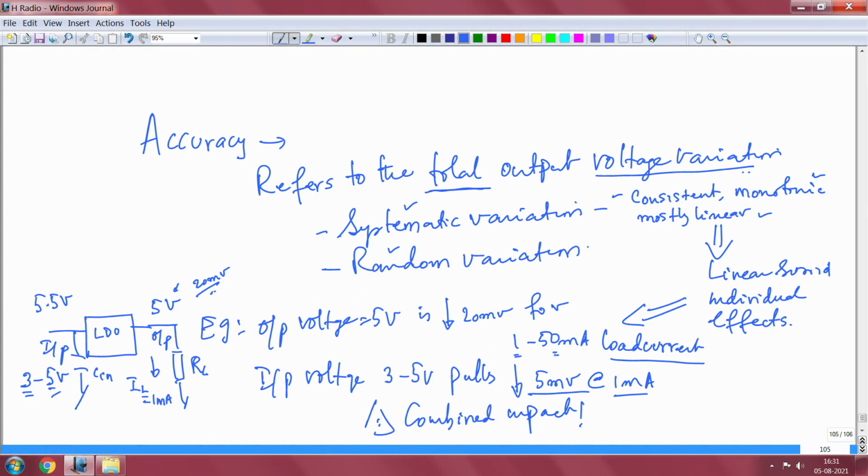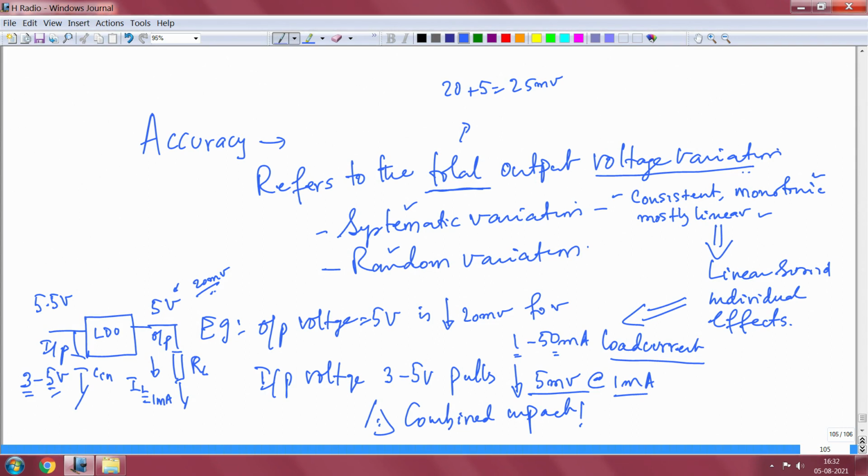Now when you say total, what will you do? You will add 20 plus 5 and then say 25 millivolts is what you have got as a number due to systematic variation. That is essentially one of the terms related to accuracy. But I have not defined what are those terms which come under systematic variation. I did mention that the output is down by 20 millivolts if the load current varies anywhere between 1 and 50 milliamperes. It simply means the output regulation, is it not? The load regulation is a parameter which becomes important.